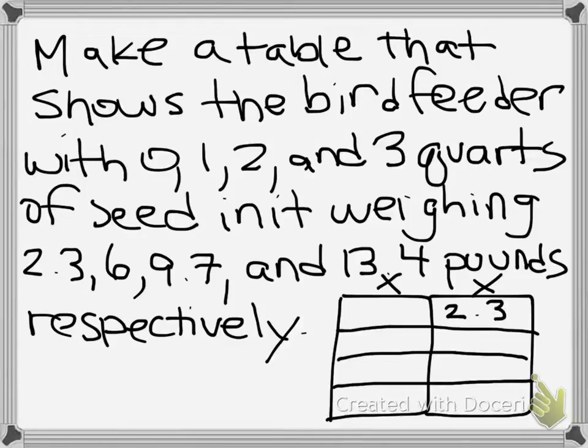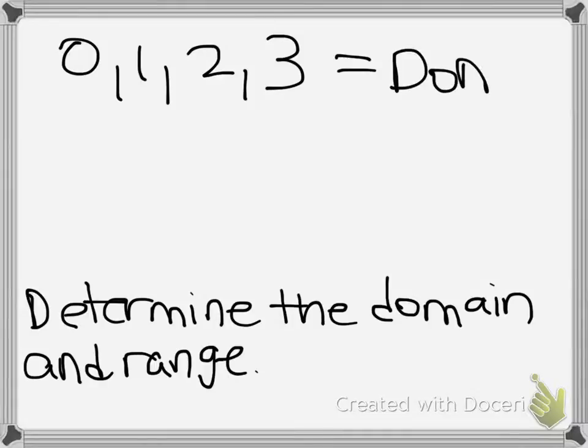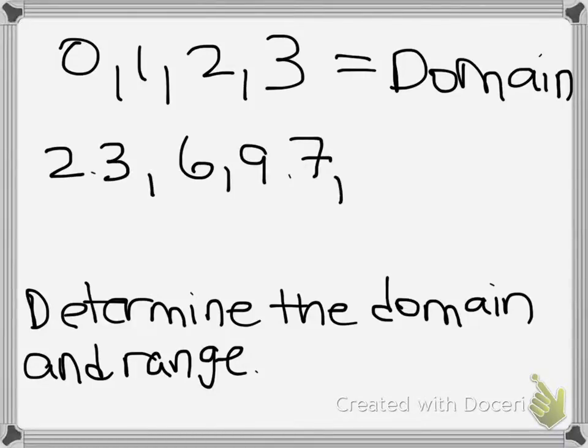So we're going to put in 2.3, 6, 9.7, and 13.4 on the y side of the table. On the other side we have 0, 1, 2, and 3. And that would be our table. Moving on to determine the domain and range, we talked about that. That is just our list of x and y coordinates. So we have the x's are 0, 1, 2, and 3. So that would be our domain. And our range is the weight, which was 2.3, 6, 9.7, and 13.4. So that would be our range.